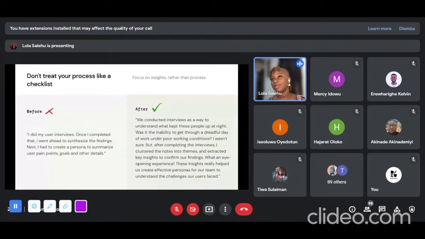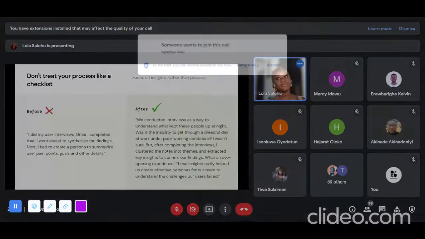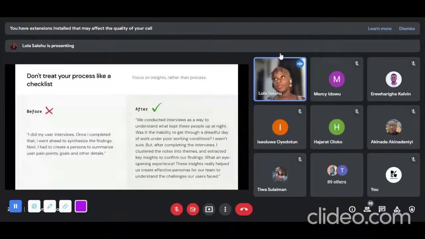So, yeah, what I'm saying is that if you look at these two sentences or paragraphs, for example, you see how the first one just sounds like a checklist of activities. And then, I did my interviews, and once I completed that, I went ahead to synthesize the findings. Nope. The essence is that the design process is not a set of formulas.